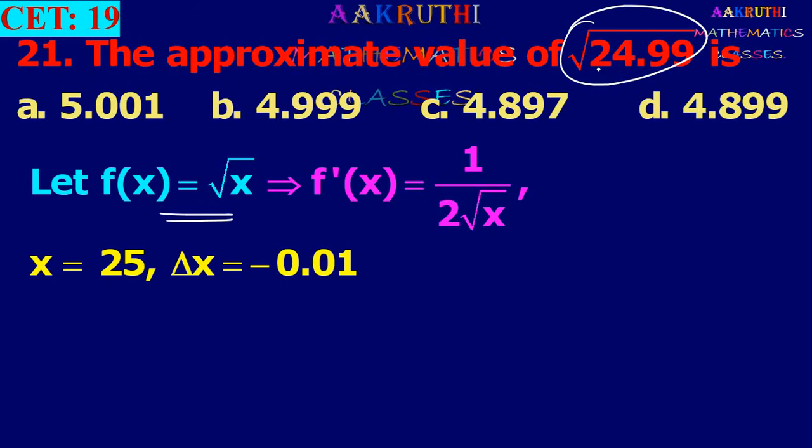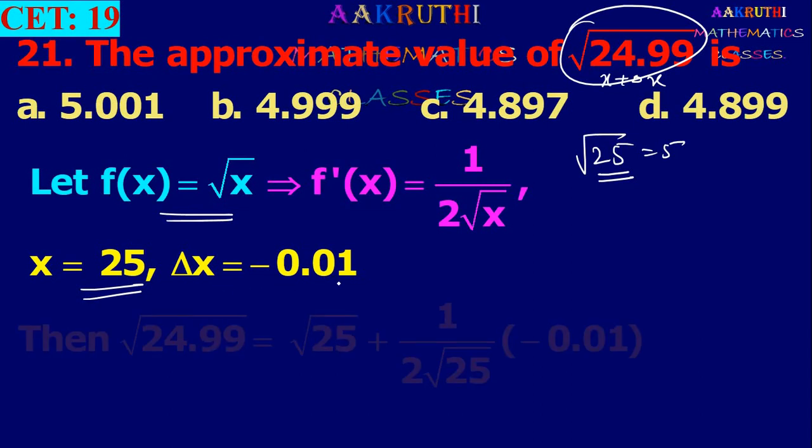Here it is given to find root of 24.99. So we know that root of 25 value exists and it is equal to 5. So we take x equal to 25 whose root exists. So here x equal to 25, but here it is given 24.99. So that is x plus delta x. So here x value is 25. Therefore delta x value is 24.99 minus 25, which is minus 0.01.